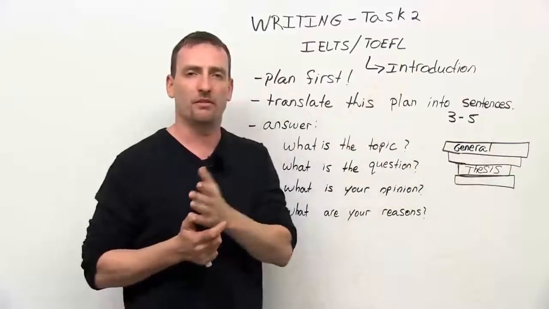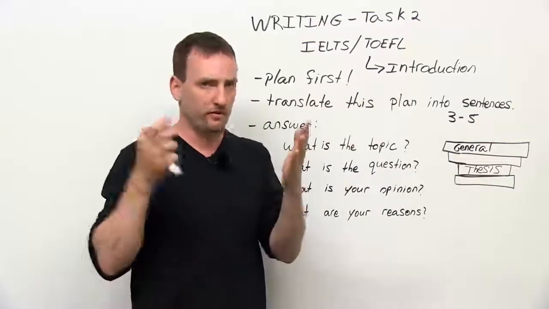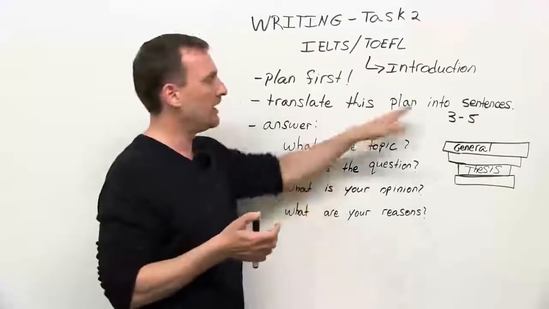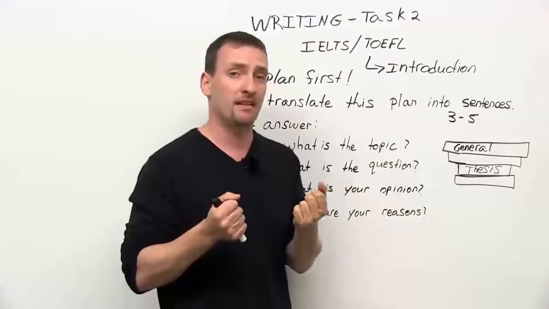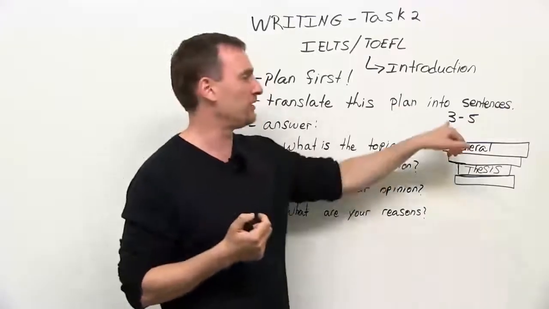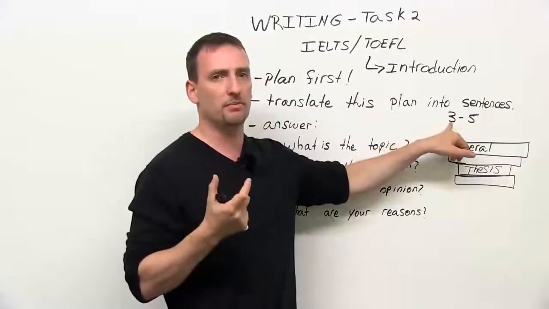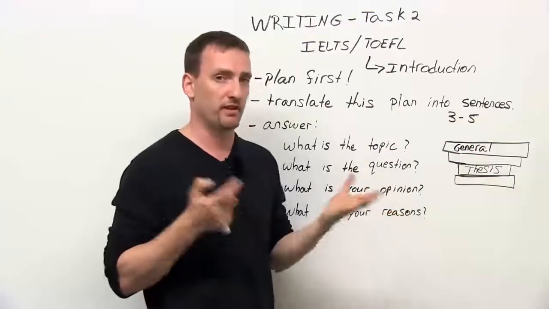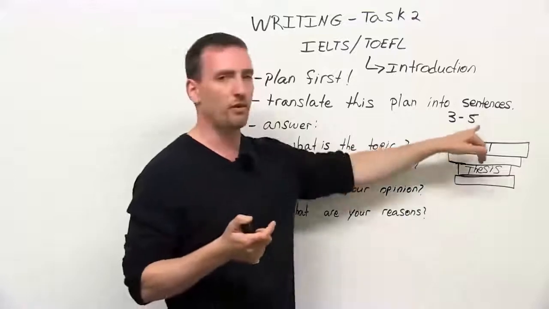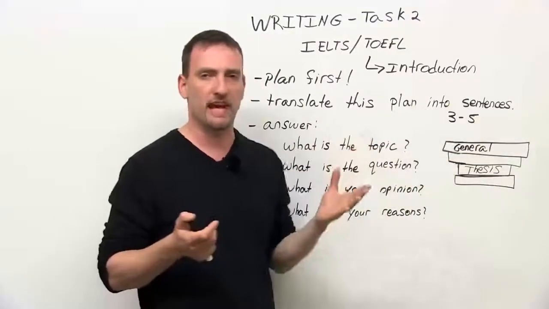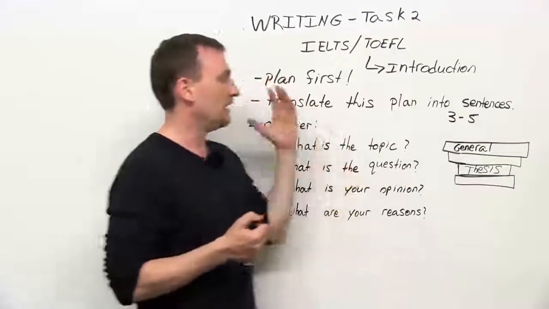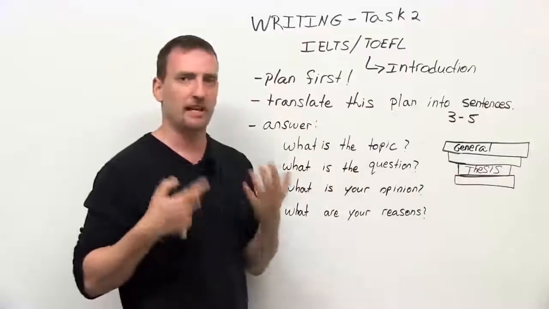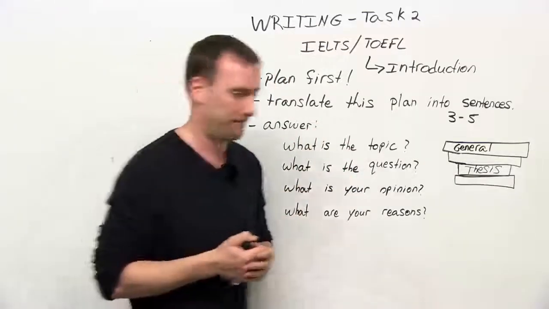Don't go more than 5. More than 5 means you've lost focus. Okay? 3 means you have a very good command of the language. Personally, if you can do a very strong introduction paragraph in 3 sentences, it could actually be better for you than 5. But 3 to 4, 3 to 5, 4 is the average. Go for that. We're going to look at an example and you'll understand better what I'm talking about here.